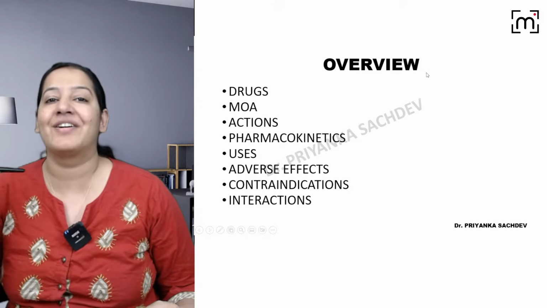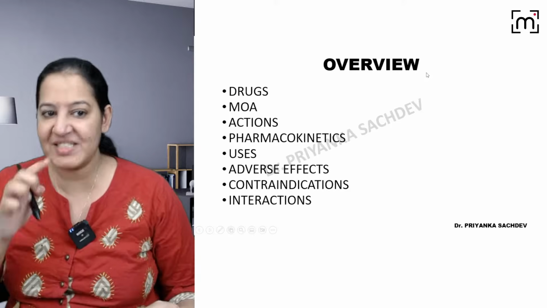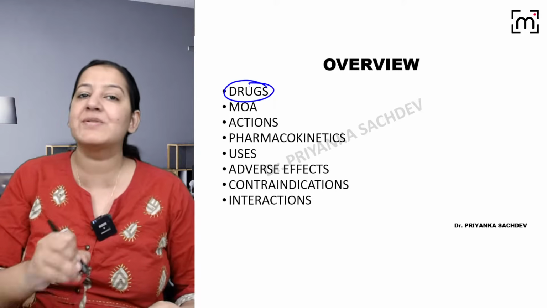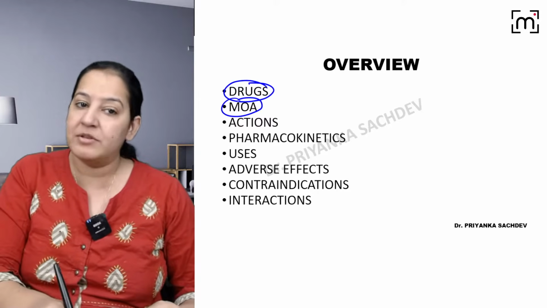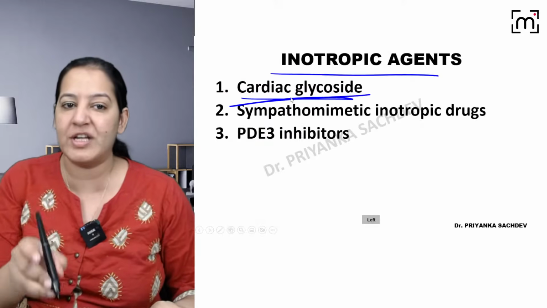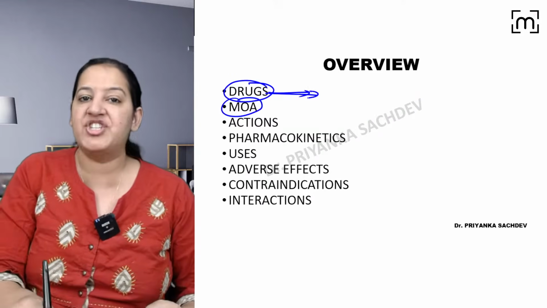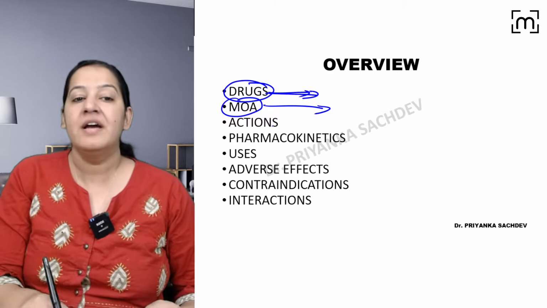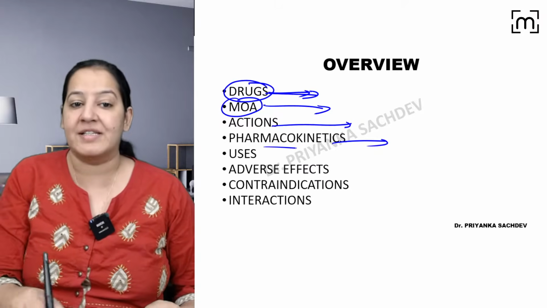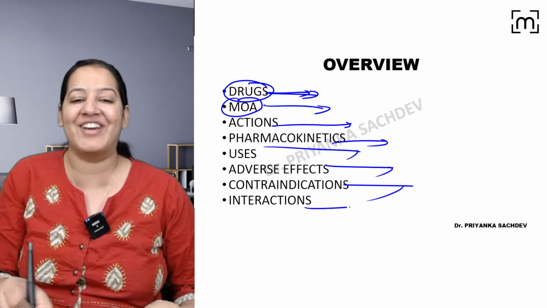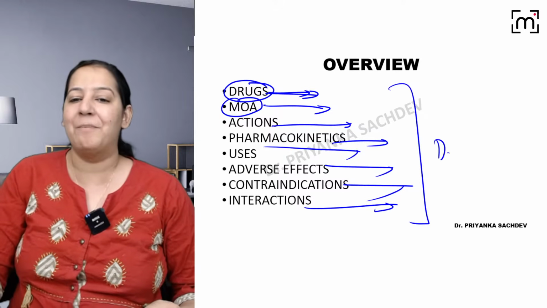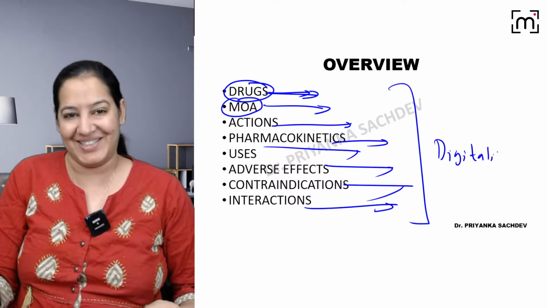So let's start cardiac glycoside. First tell me the classification, how many cardiac glycosides you know. Then tell me the mechanism. The most important cardiac glycoside I am going to teach you today is Digitalis. So tell me the classification, the mechanism of action, the action, pharmacokinetics, uses, adverse effects, contraindications, interactions, all about Digitalis.